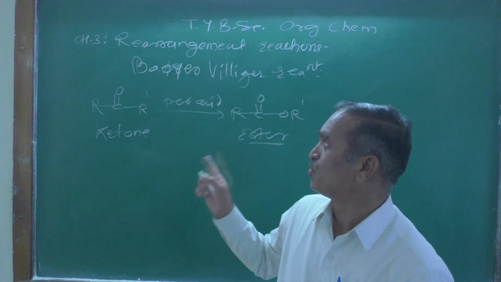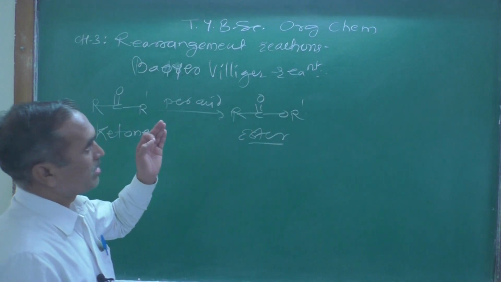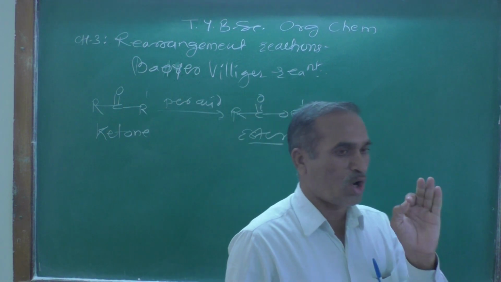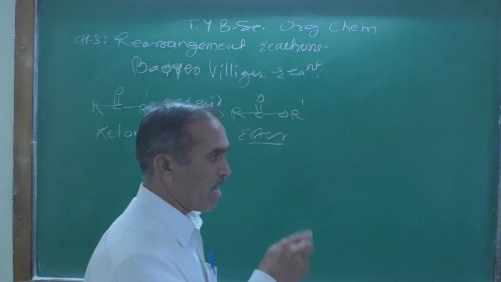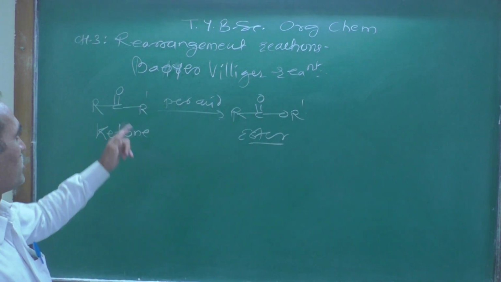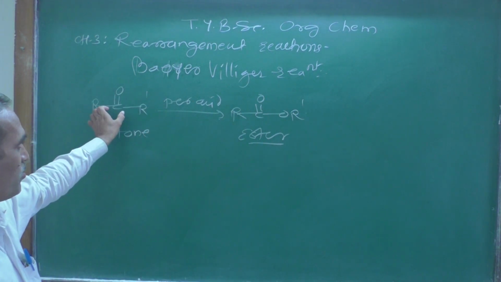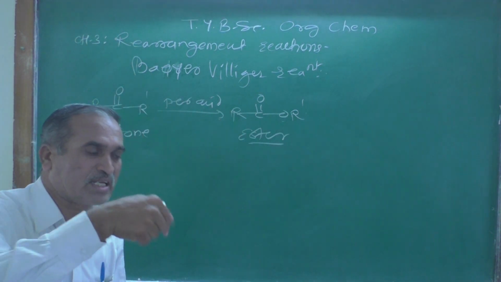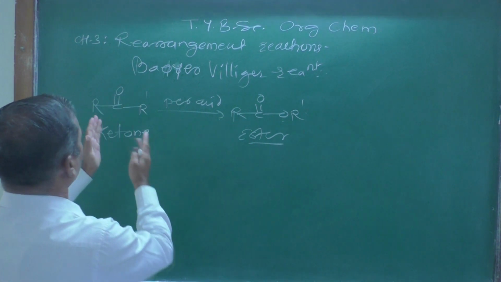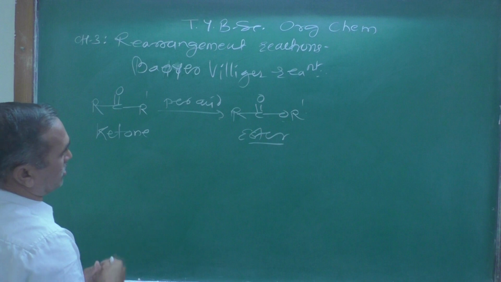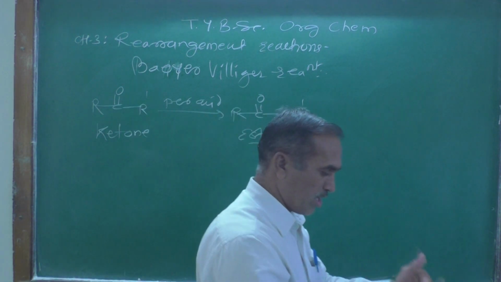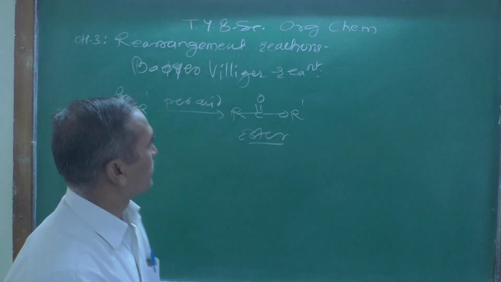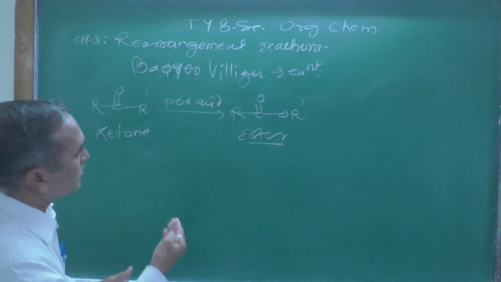This reaction is known as Baeyer-Villiger rearrangement reaction, or it is referred to as Baeyer-Villiger oxidation. Oxidation means addition of an oxygen atom. Look here, the ketone has one carbonyl group, and here we added one oxygen atom. We inserted one oxygen atom in between these two carbon atoms, and we got an ester. This is the general reaction of Baeyer-Villiger oxidation, and the mechanism of that we learned yesterday.